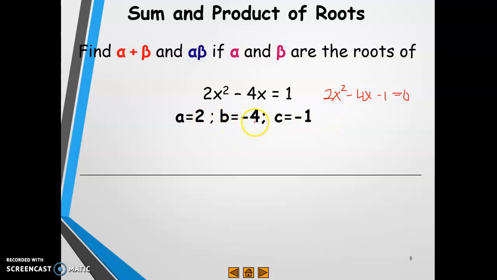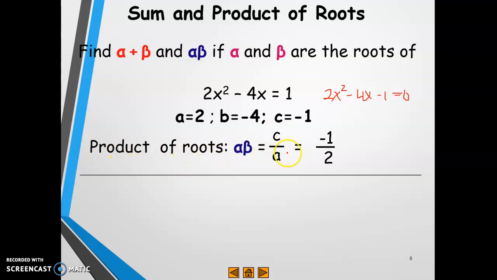So basically, the same thing will happen. You just have to use the formula, okay? C over A for the product. Okay? Don't forget, don't confuse. The product is C over A, and the sum is negative B over A. So always the denominator is A. Okay? So your C is negative 1 and your A is 2. So that's negative 1 over 2, or 1 half. Or negative 1 half, sorry.